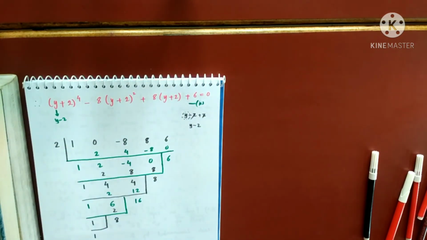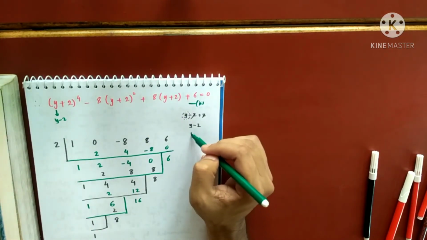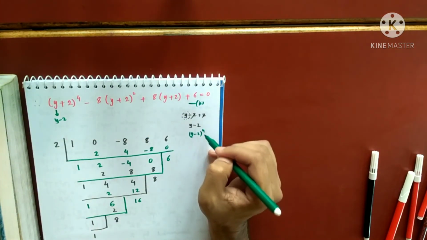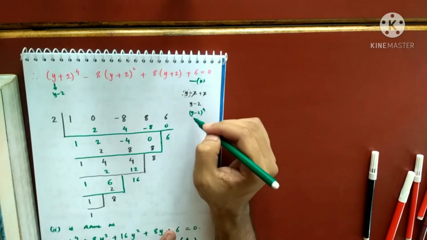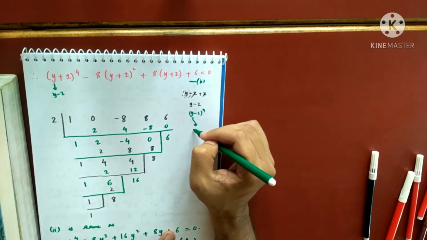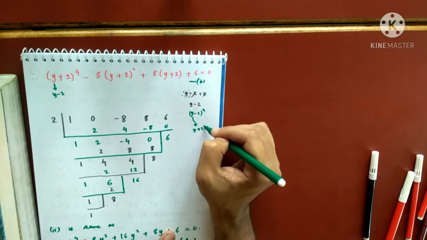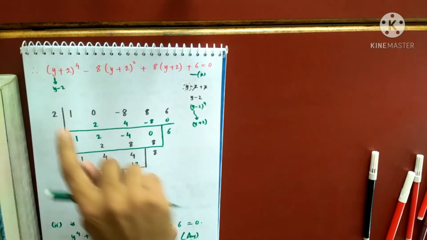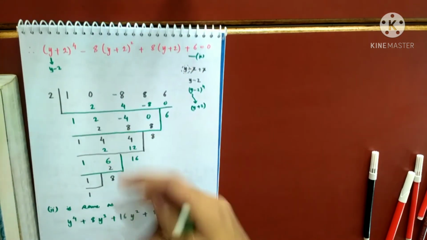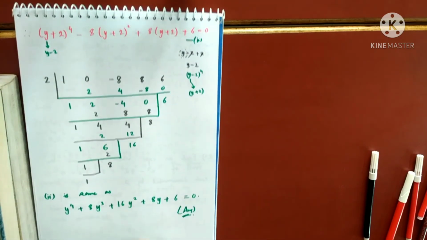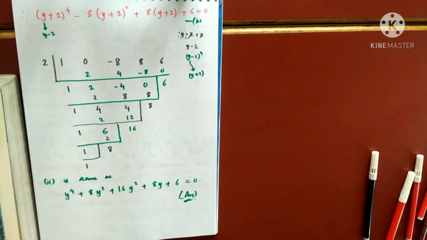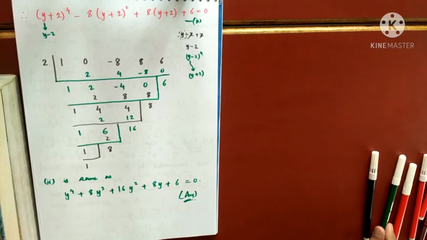If suppose I had this kind of equation, y minus 2 whole to the power 4 and so on, in that case, you have to replace y by y plus 2, right? And then you will divide by minus 2. And this way you will write the answer. I have already taught you this. Any confusion, any doubts?